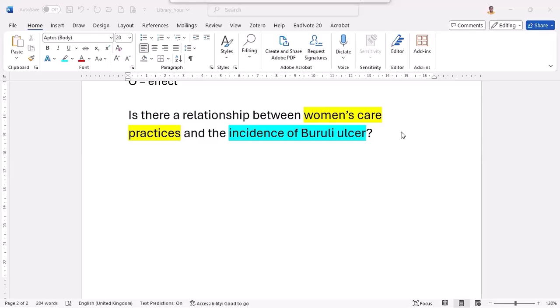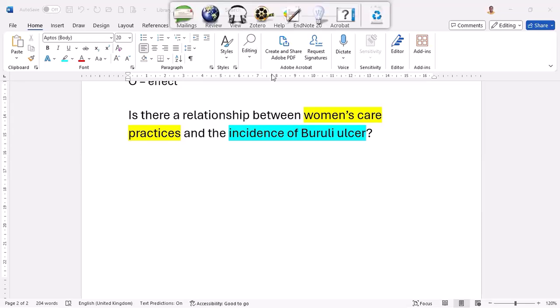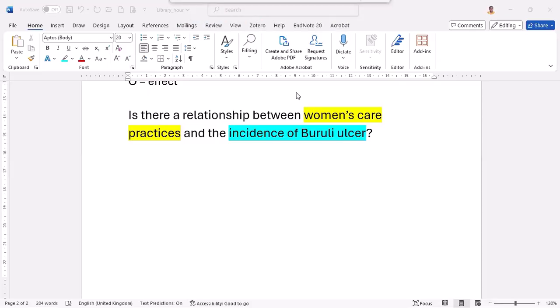Okay, go ahead. Doc, in this case, we don't know if the women's care practices either prevent them from getting Buruli ulcer or put them at risk. So the care here can be the activities that they do in order to either attain good health or expose themselves to the incidents. So the care here can be either negative or positive.